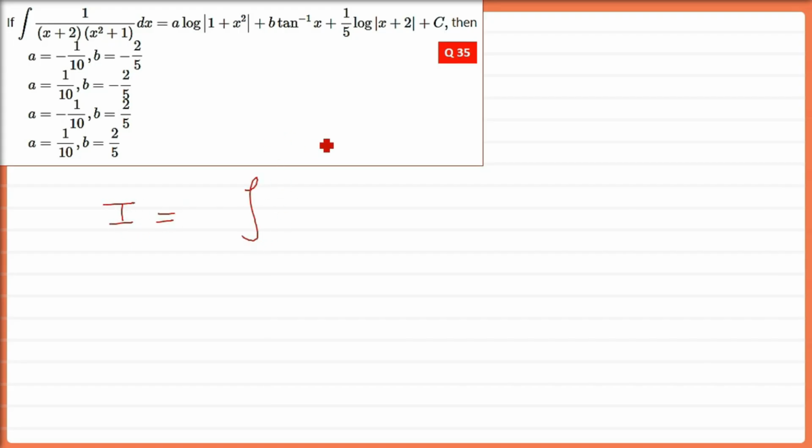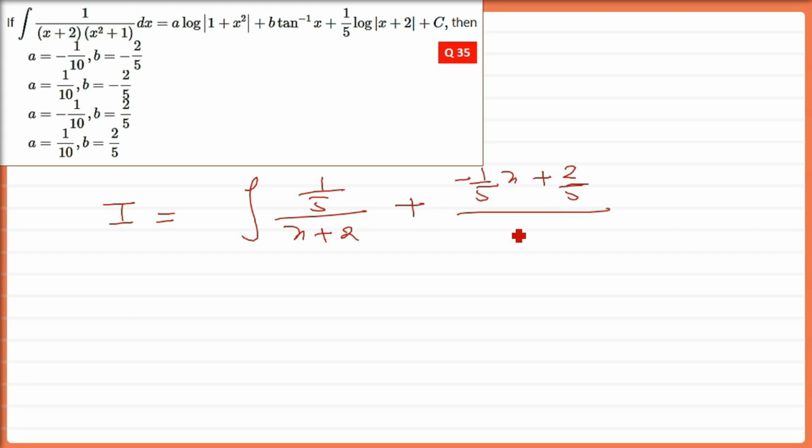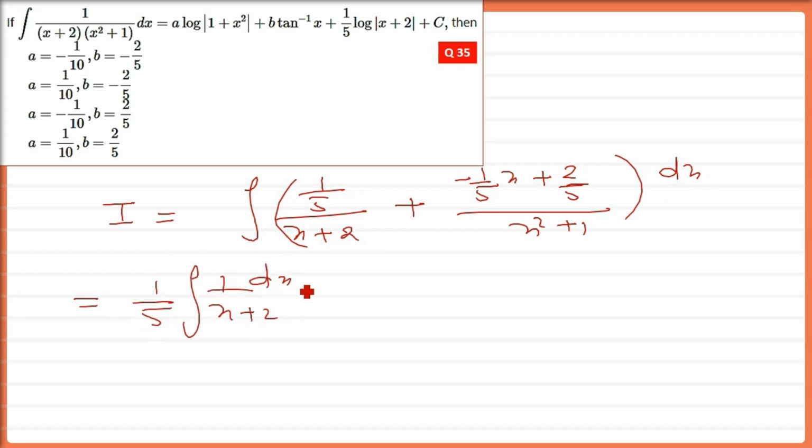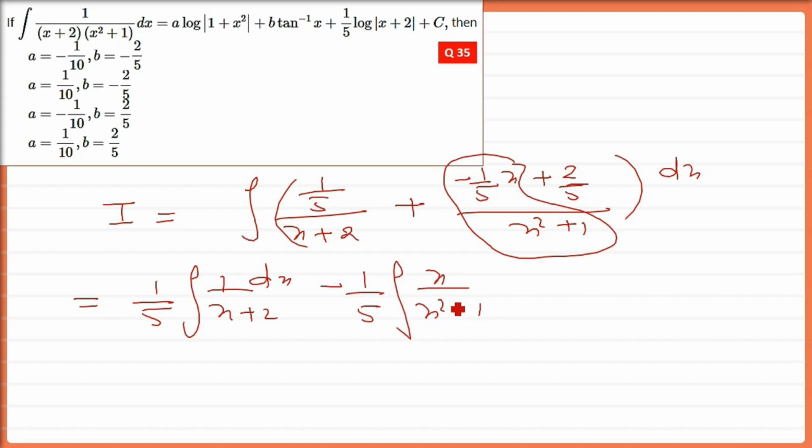Now I am putting these values and then we'll integrate. A, B, C already found out. A was 1 by 5 divided by x plus 2. This second term, which is Bx plus C, has come like this: negative 1 by 5 x plus 2 by 5 divided by x square plus 1. So we are integrating it now with respect to dx. So I'll separate these into 3 different integrations. 1 by 5 multiplied by integration of 1 by x plus 2 dx. The second is negative 1 by 5 and x by x square plus 1. Third one is 2 by 5 and integration of 1 by x square plus 1.